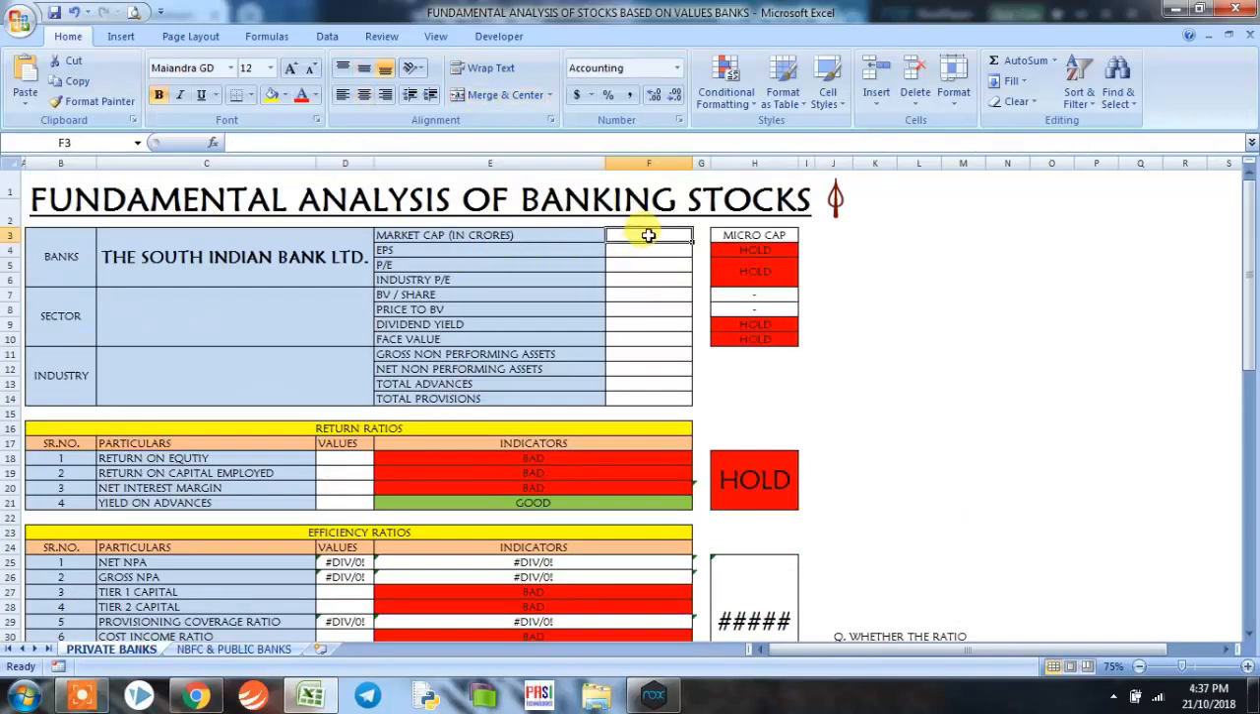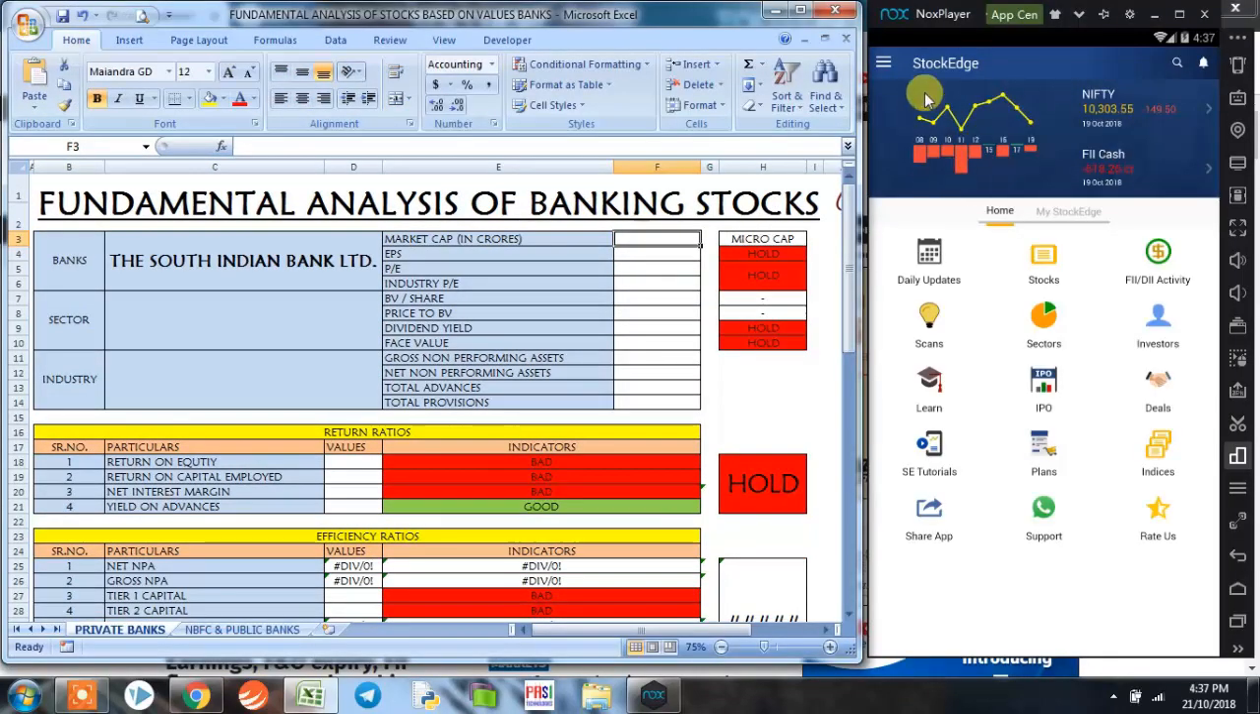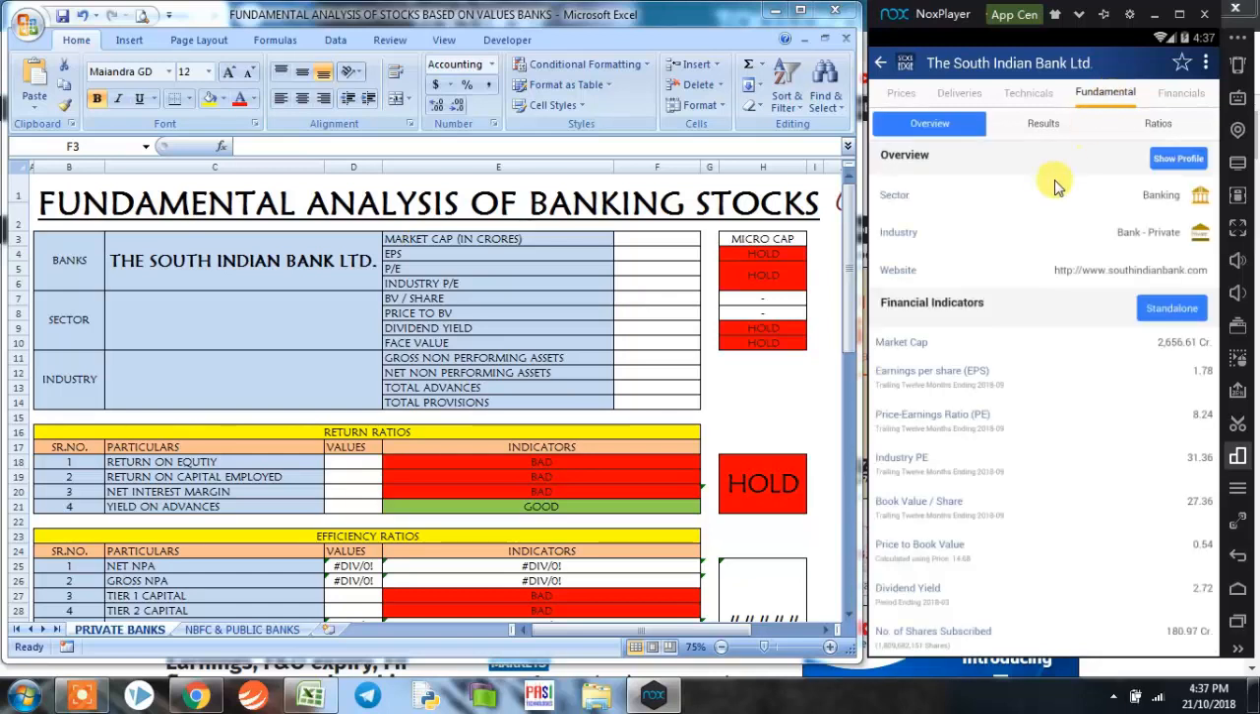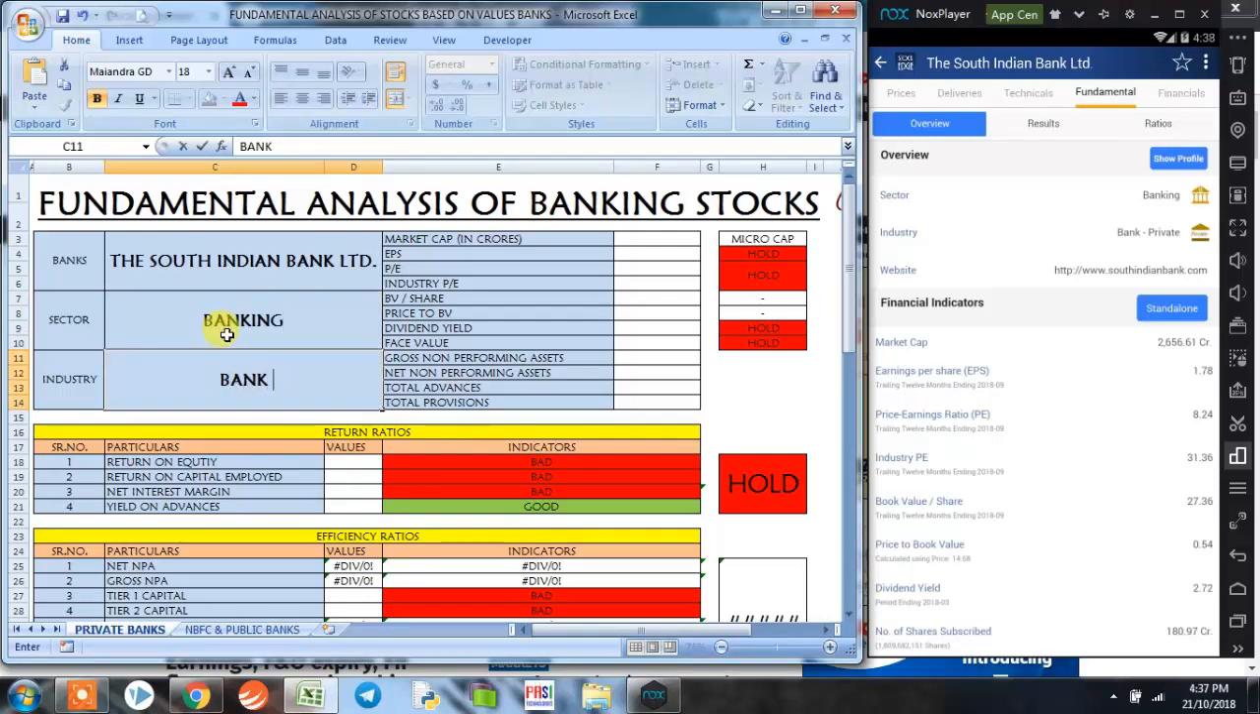For financial data, we'll be using the Stock Edge app. So let's go to the South Indian Bank Limited on the Stock Edge app. Here we could see that the last traded price of the South Indian Bank Limited was 14.68 on 19th of October 2018. Now let's go to the Fundamental tab and understand about the bank. The sector is banking. The industry is bank private.